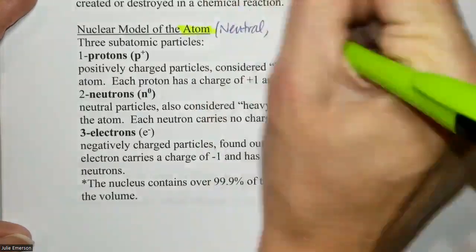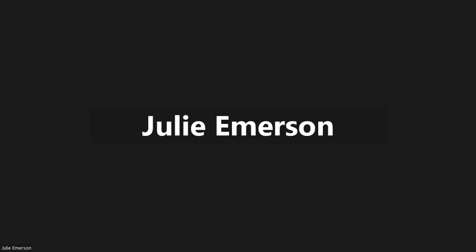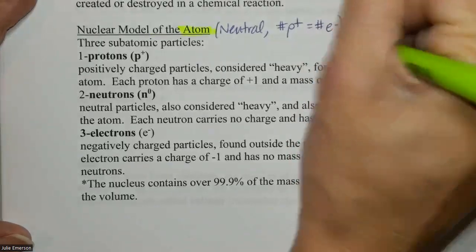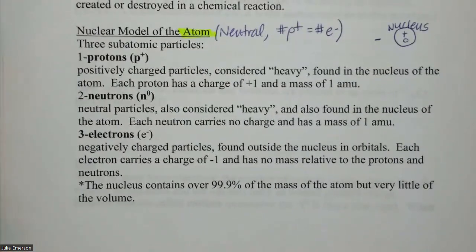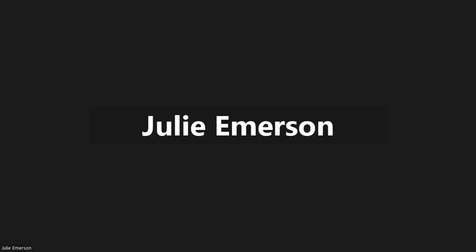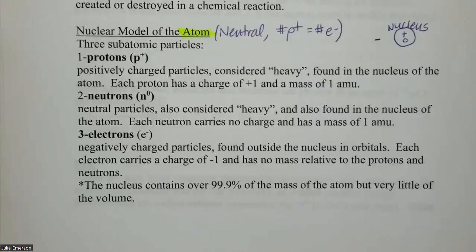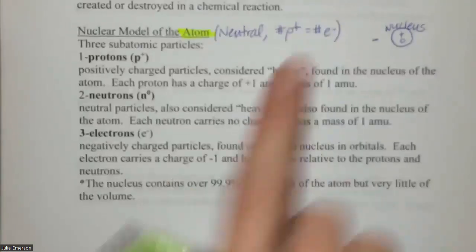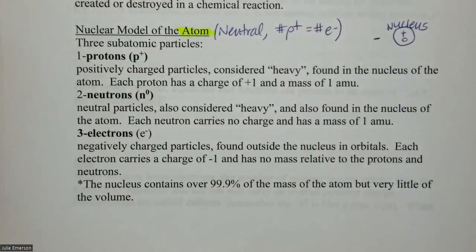And so what that means is your number of positive protons, this is going to be fun today, your positive protons is equal to your negative electrons. So if I have an atom with 12 protons, I have an atom with 12 electrons. If it's 20 protons, it's 20 electrons. So atoms by definition are neutral. When that proton and electron count is no longer equal, then that is not an atom, that's called an ion. So we'll get to that later.